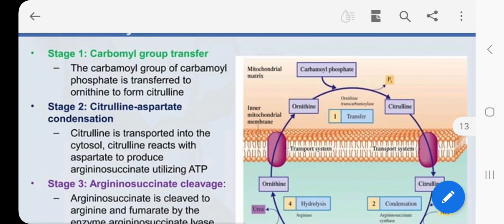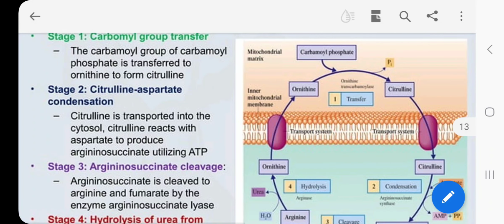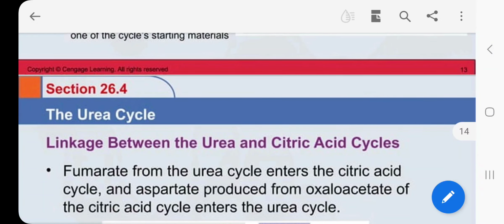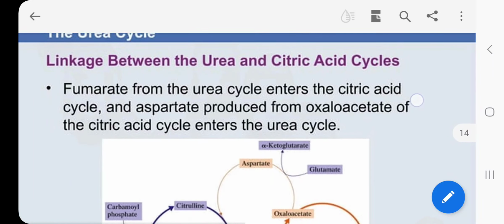Okay. So, the linkage between the urea and citric acid cycles. Ano nga ba ang linkage natin sa dalawang iyon?